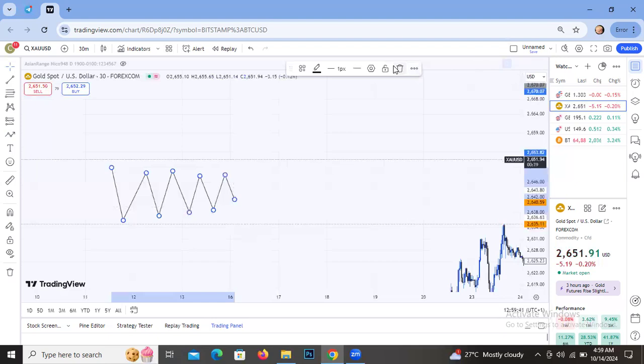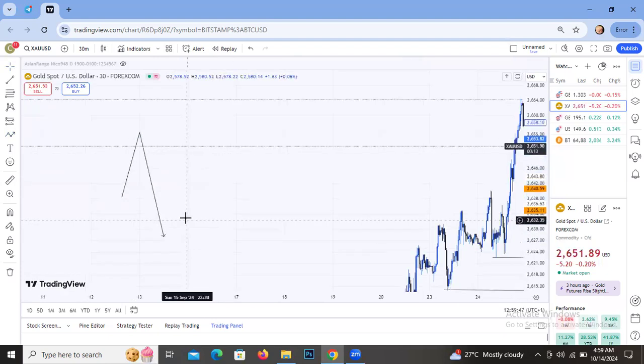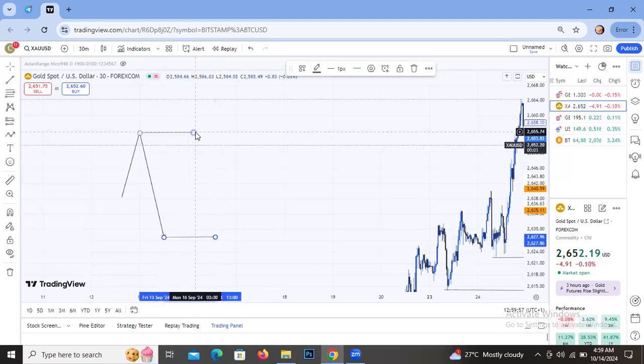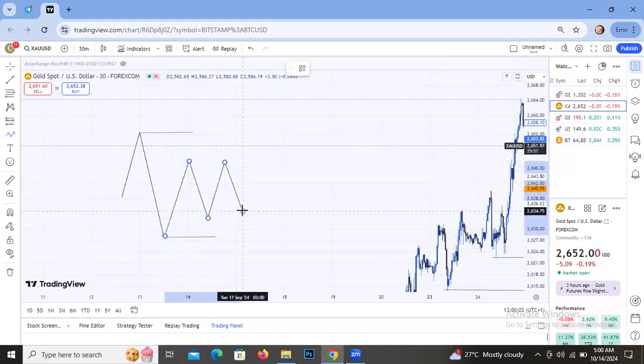Now, for a very clear consolidating market, sometimes you see something like this. This is the main high, and you have this main low. Now we have this high, and we have this low. So you are waiting for market to take out this high or this low. But market keeps ranging inside this zone.